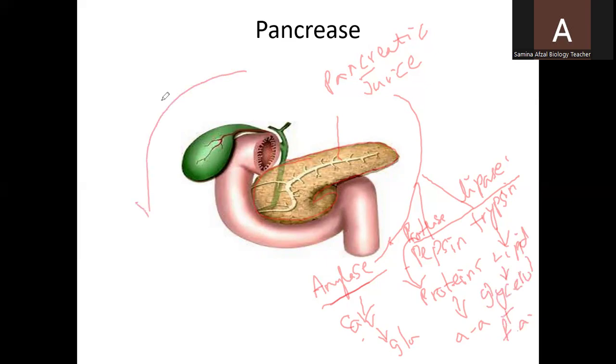Pancreatic juice secretions are sent towards the small intestine, where they help in the digestion of these three types of nutrients. So in this way, the digestion of all these nutrients is completed in the duodenum, or the first part of the small intestine.